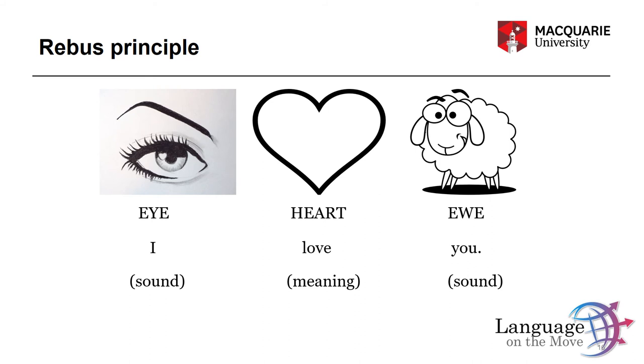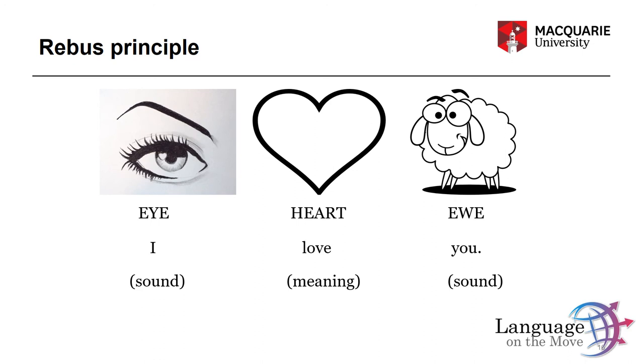Although this looks like three pictograms that have been put together, it's actually highly abstract, in the sense that an image of a concrete object has been associated with a sound in the case of I and you, and an image of a concrete object has been associated with an abstract concept in the case of heart. Now, notice that although we have three images, and this should theoretically work language independently, the rebus principle does not work language independently.